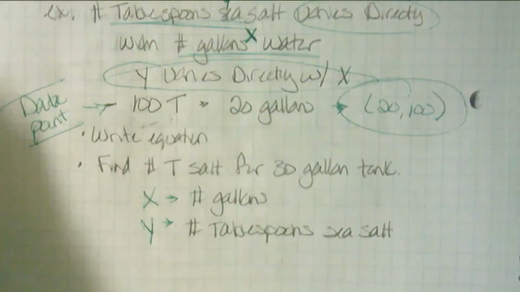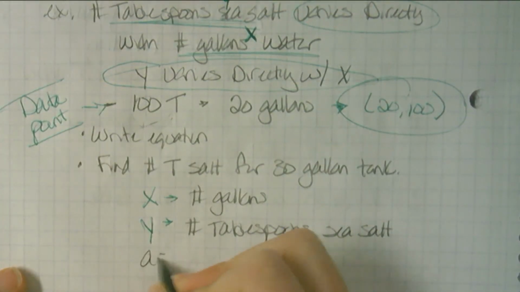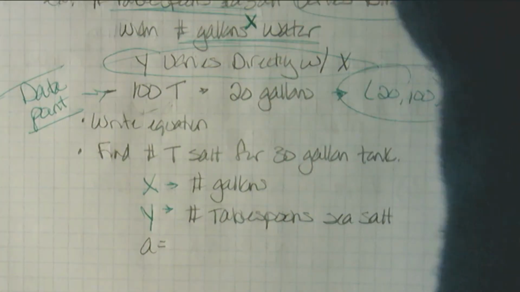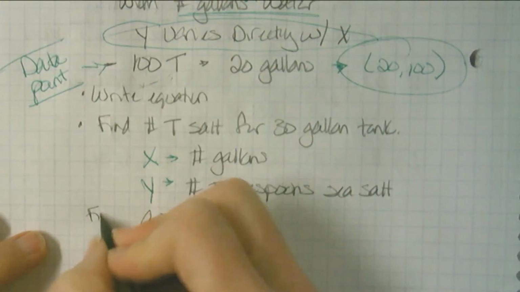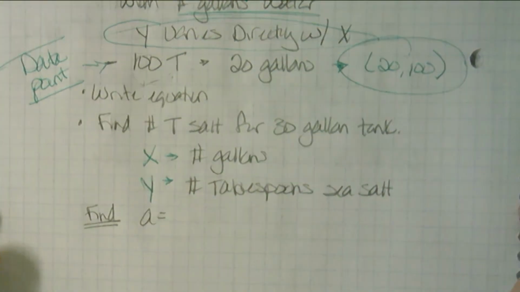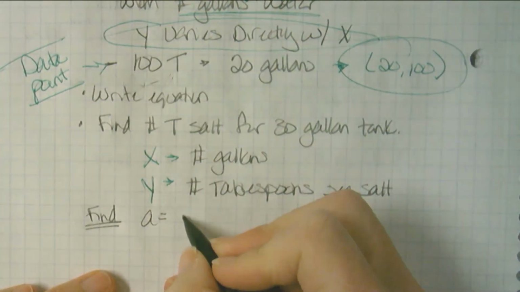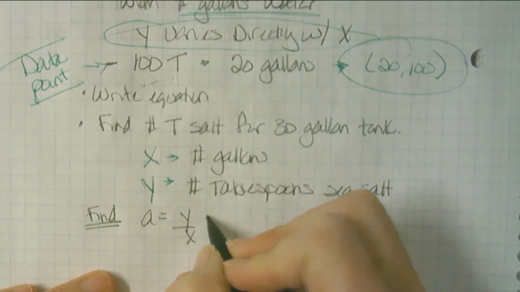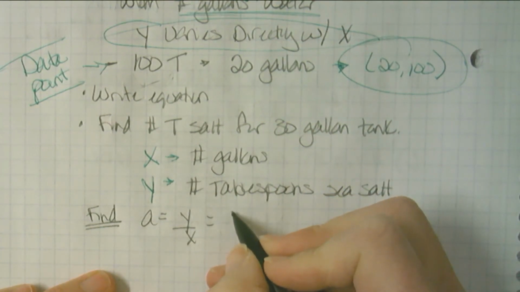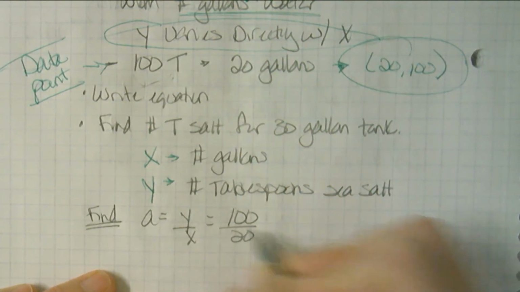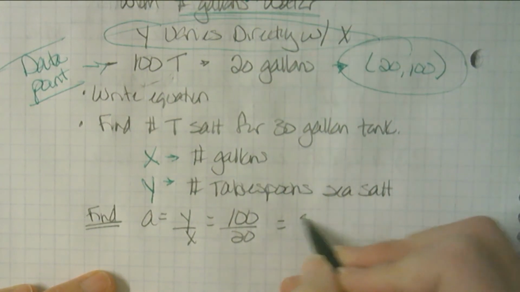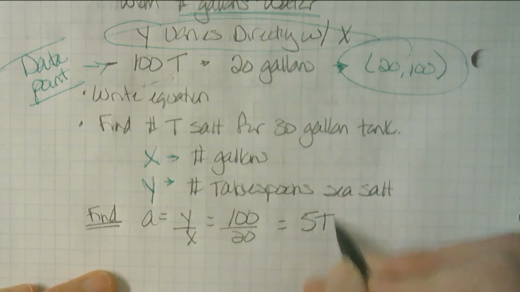So now, how do I find my A value? Because that's my first thing I have to find. Seamus? Y over x. So Seamus, what is ours? 100 over 20. And what does that simplify to? Yep, that's 5 tablespoons per gallon.